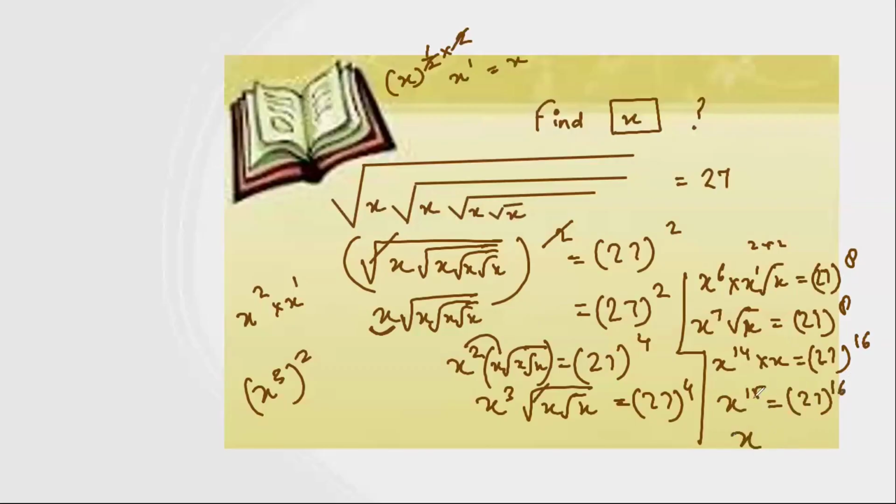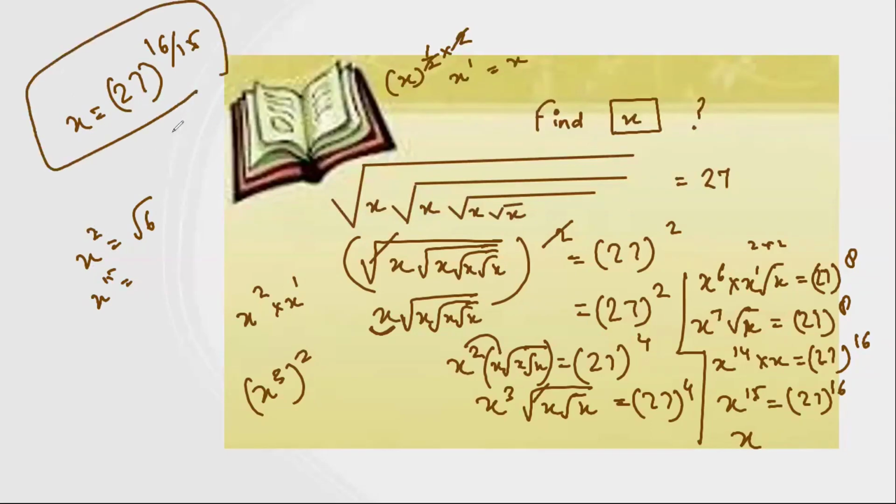So you are left with, because this power 15 will go to that side, becomes 1 by 15. So x is equal to 27 to the power 16 over 15, because whenever you have a power and it changes its side, it goes in the denominator. It's just reciprocated. So 15 goes 1 by 15, and 16 multiplied by 1 by 15 is 16 over 15. So that's the final answer, right?